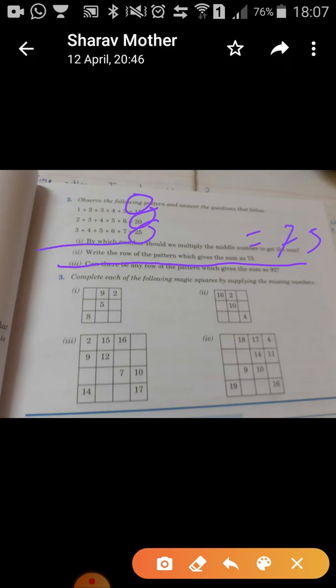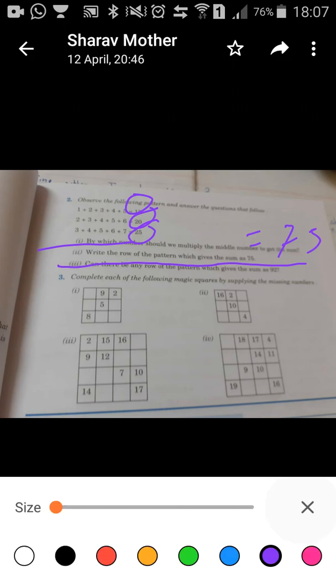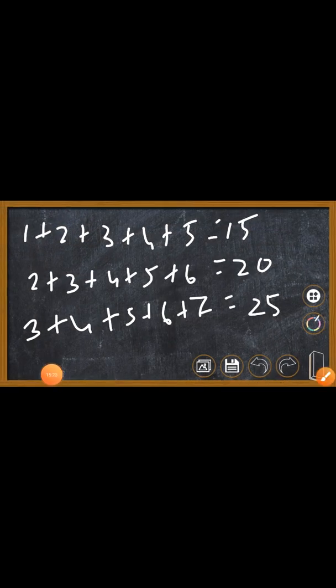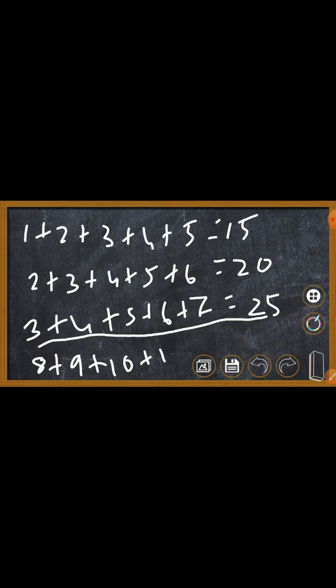So what will we do? We will start solving the pattern after this. It ends at 3 plus 4 plus 5 plus 6 plus 7 is equal to 25. So we will start again from 8 plus 9 plus 10 plus 11 plus 12 is equal to 50. This is how we could do it, and keep on doing it until we get 75. No, we are not going to do that.